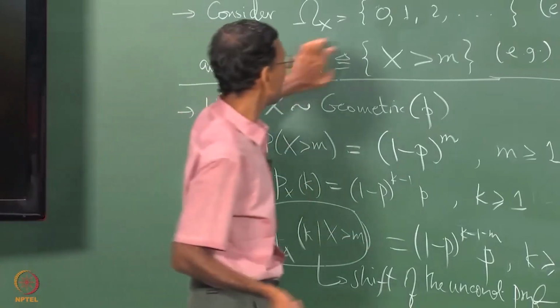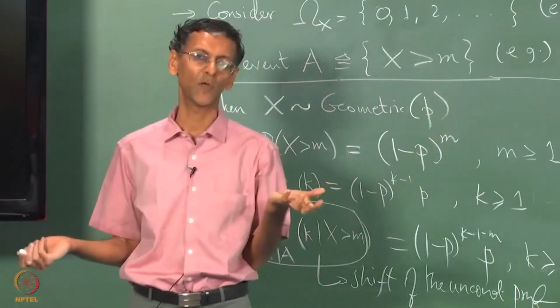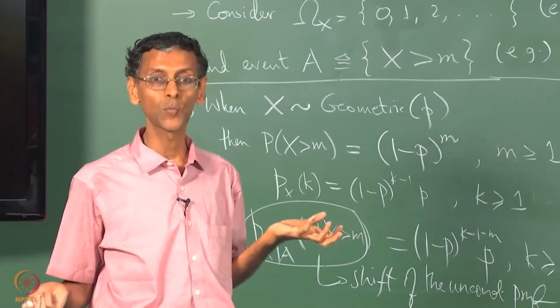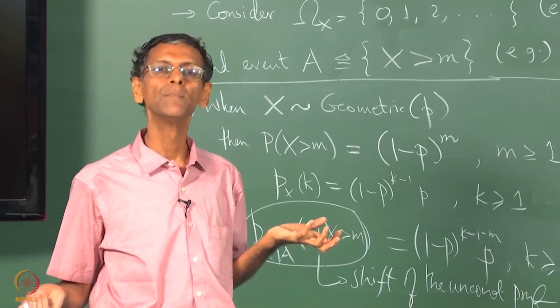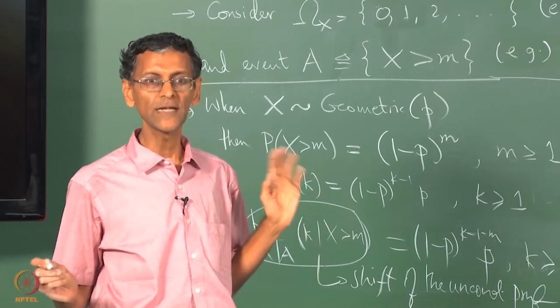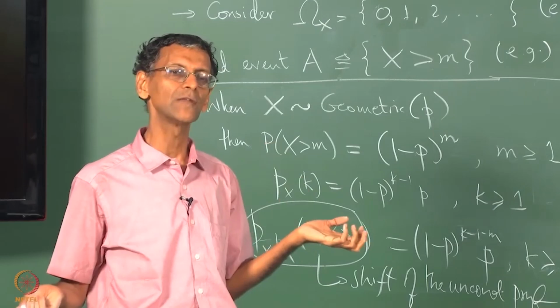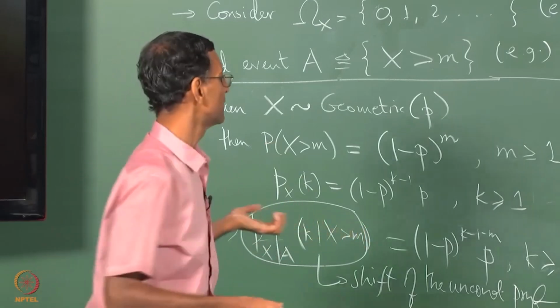The only thing is, this event A here, the conditioning event, always has to have positive probability. You cannot condition on impossible events with 0 probability. That is the only thing you have to watch out for. Otherwise, any other kind of conditioning is possible.